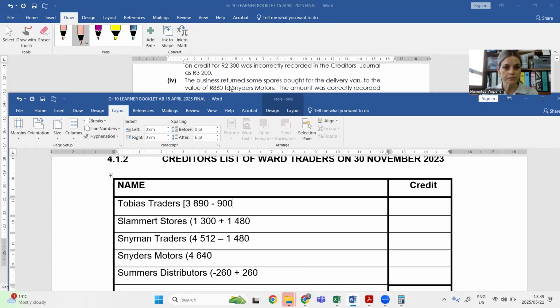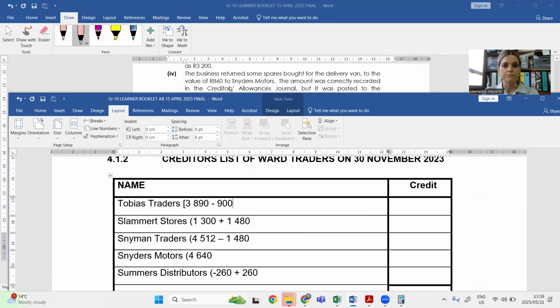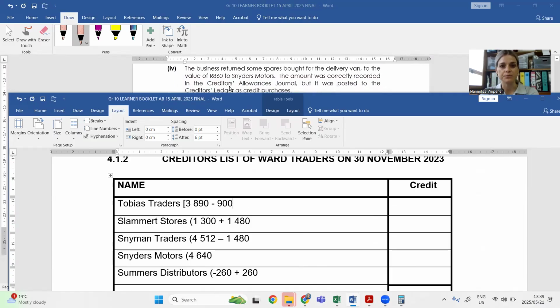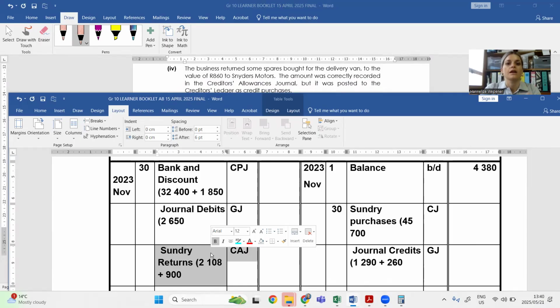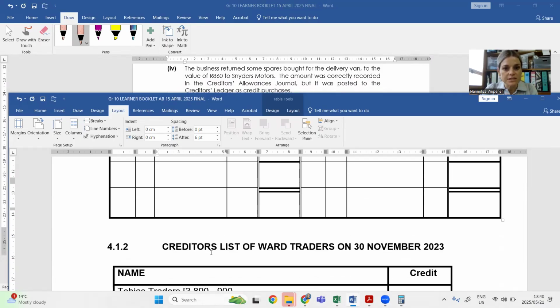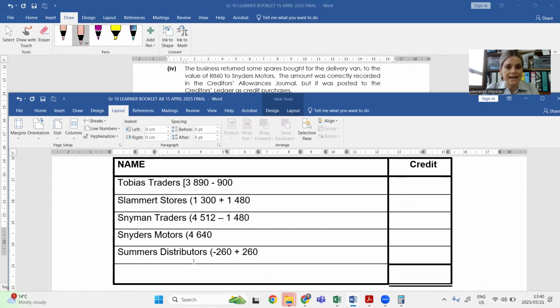2,300 Rand. Then number 4, the business returned some spares bought for a delivery van to the value of 860 Rand to Snyder's Motors. The amount was correctly recorded in the creditors allowances journal. So in the creditors allowances journal, it is correct. And then the only error that came in is when I then posted that to the creditors ledger.